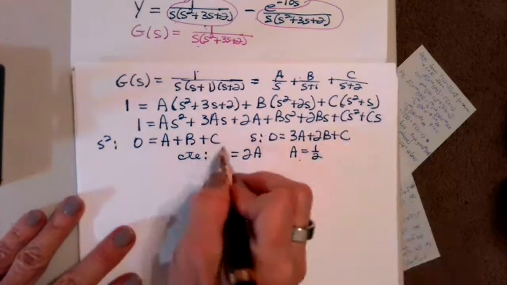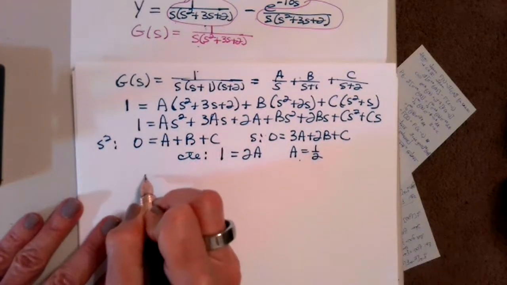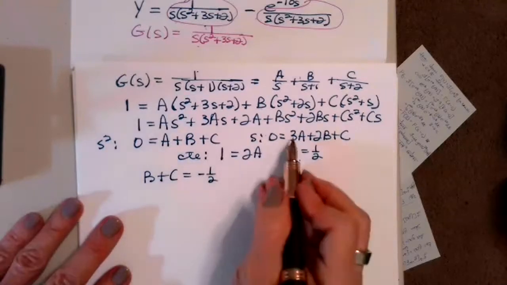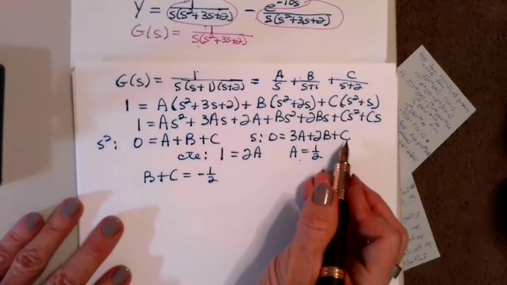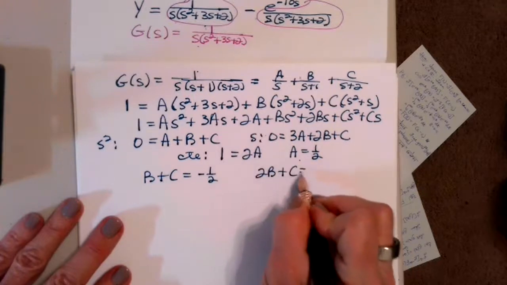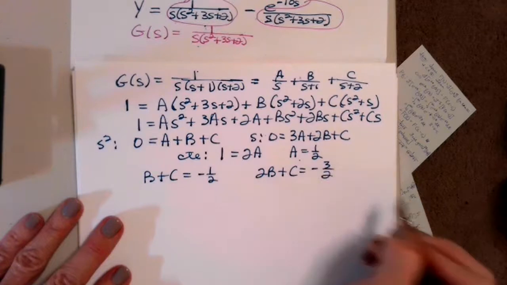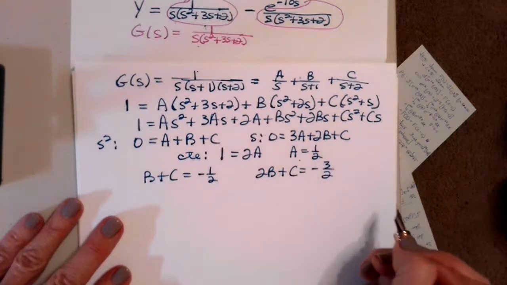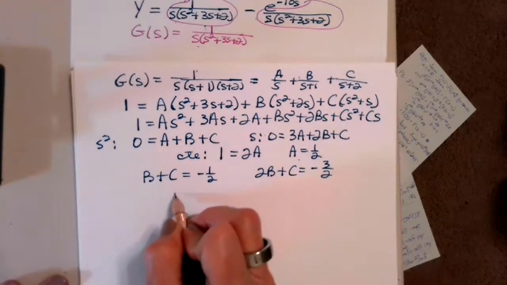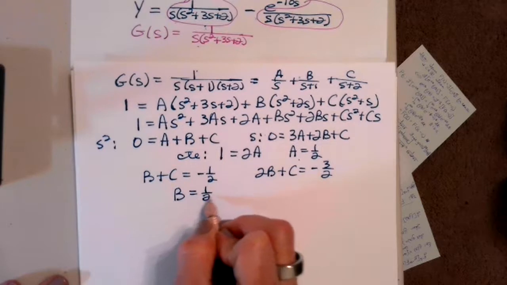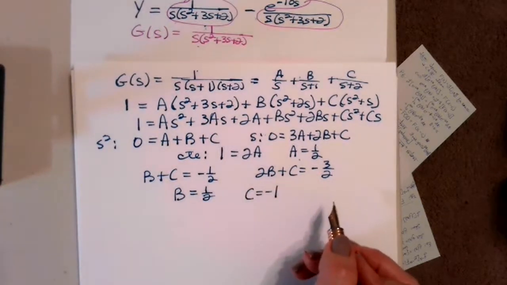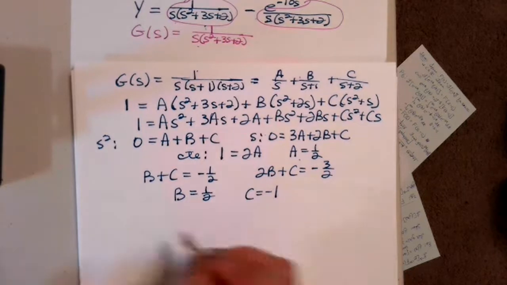Now the s squared equation says b plus c equals minus a half. And this equation with a equals a half says 2b plus c is equal to minus 3 halves. So now solve it by your favorite way for two equations and two unknowns. What you'll get is that b is a half and c is minus 1. Solving two equations and two unknowns should be easy for you compared to everything we're doing.